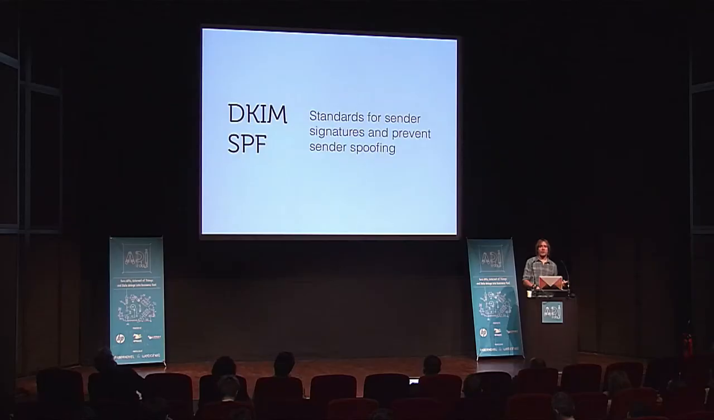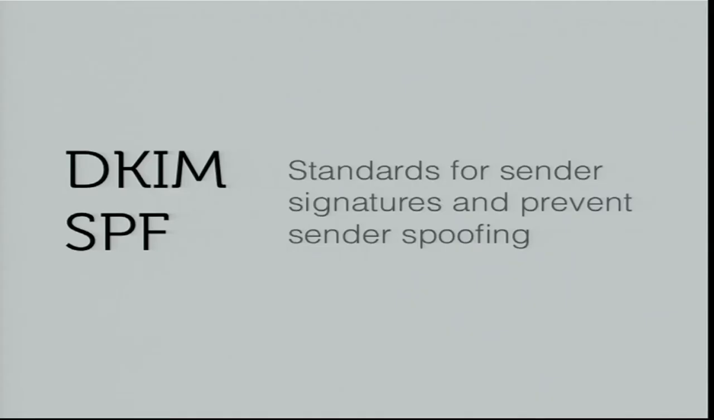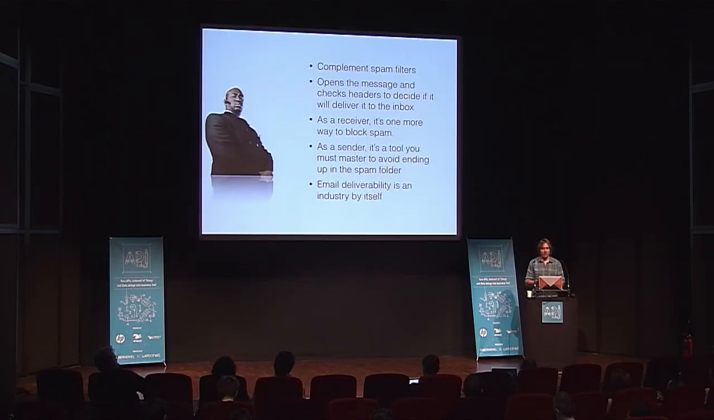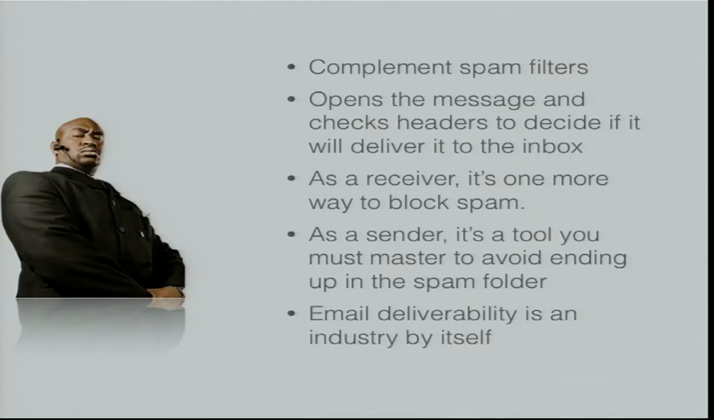Okay, DKIM and SPF. Anybody have any idea what those are? So they are standards for preventing spoofing and that kind of thing. DKIM stands for Domain Keys Identified Mail, and SPF is the Sender Policy Framework. Basically, it's the door guy. They complement spam filters. It's a different way that, as a recipient, you can block unwanted messages. Email deliverability is a very big industry, and so there's a lot of stuff about that. That's kind of tangential to this talk, but I just wanted to point that out.